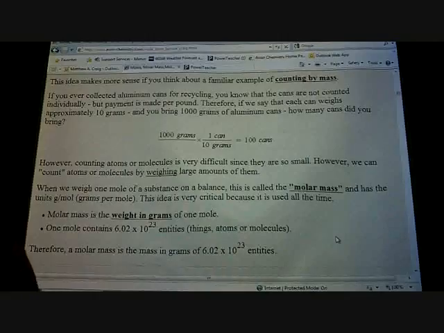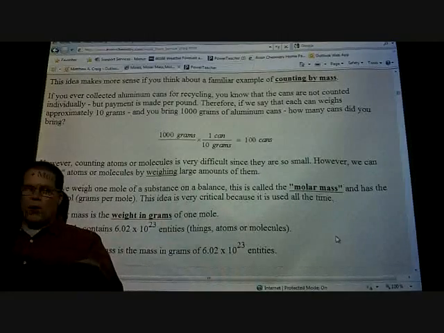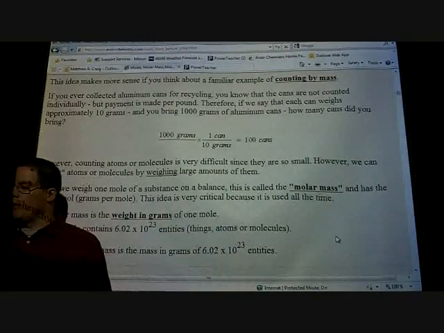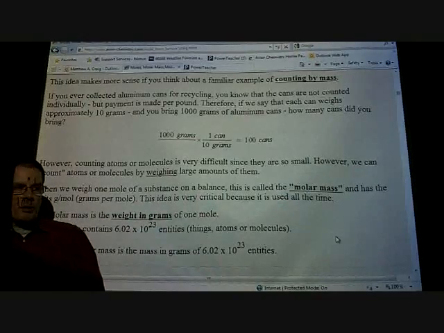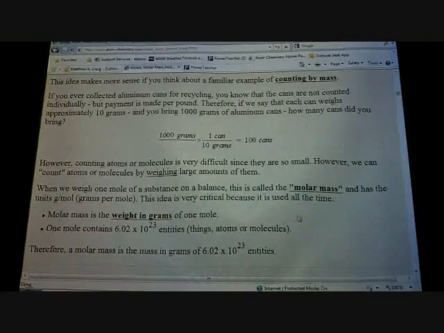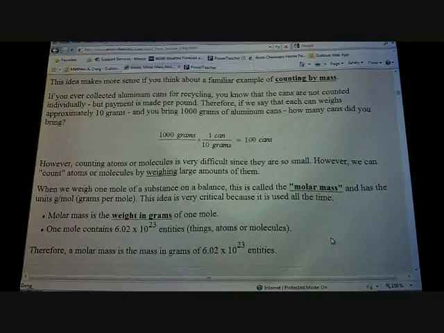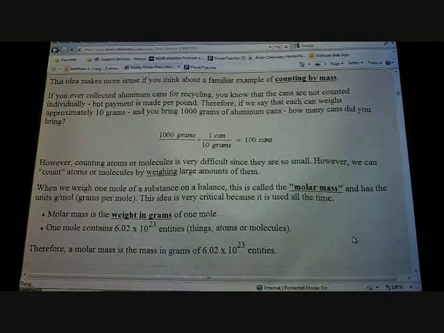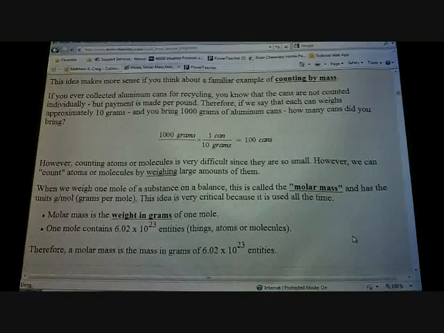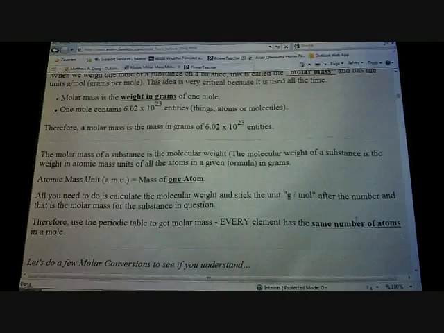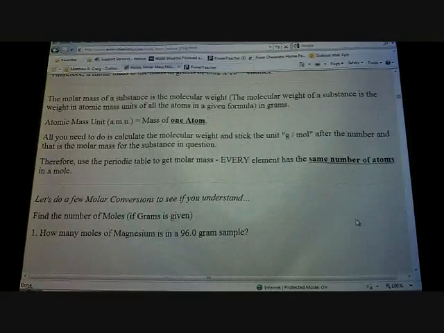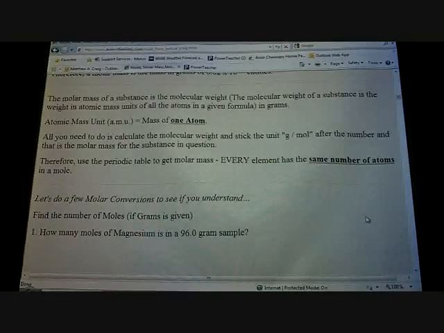Okay. Molar mass is the weight in grams of 1 mole here on planet Earth. Obviously, it would be different anywhere else, but good news is I don't care about anywhere else but here on Earth. So we'll use the weight here, and we already know that 1 mole contains 6.02 times 10 to the 23 entities. Therefore, the molar mass is the mass in grams for 6.02 times 10 to the 23rd entities. The molar mass of a substance is the molar weight.